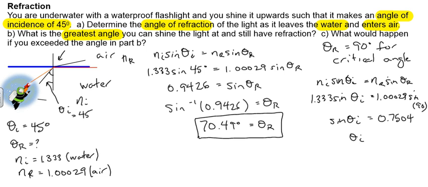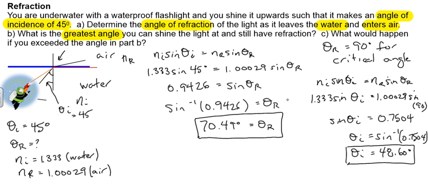So theta i is equal to the inverse sine of 0.7504. Remember, if we're looking for the angle, we have to do the inverse sine. Put that in your calculator, and I have 48.60 degrees. So when you shined it at 45, you get an angle of 70. If I shine it at 48.6, suddenly it's at an angle of 90, and it goes right across the surface.